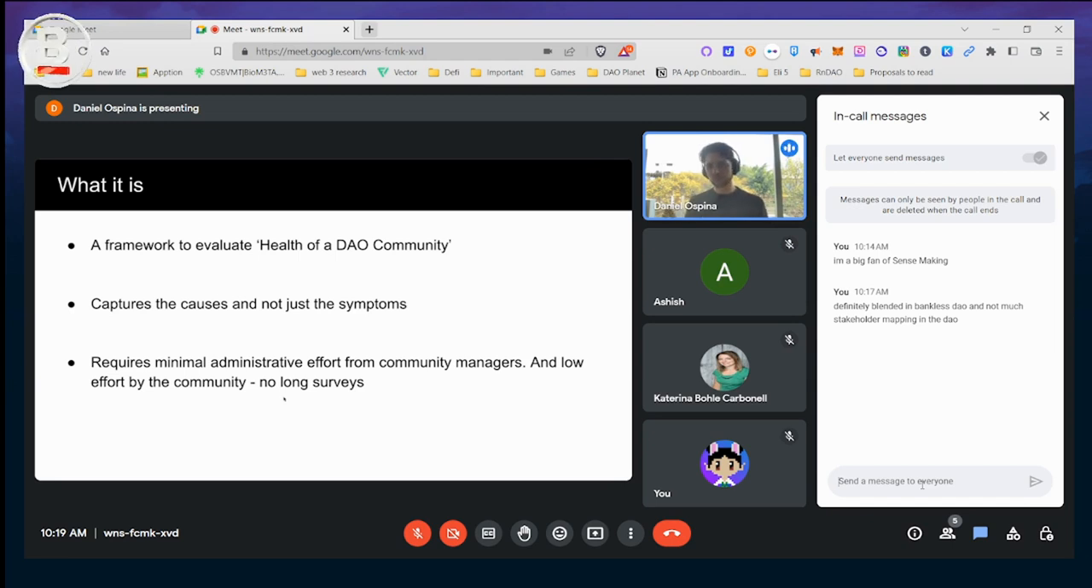Are there more people or fewer people? More messages or fewer messages? Sure, that's nice to know. But as I'm saying, we're trying to understand what lies underneath the surface. So that's what the framework is geared towards.